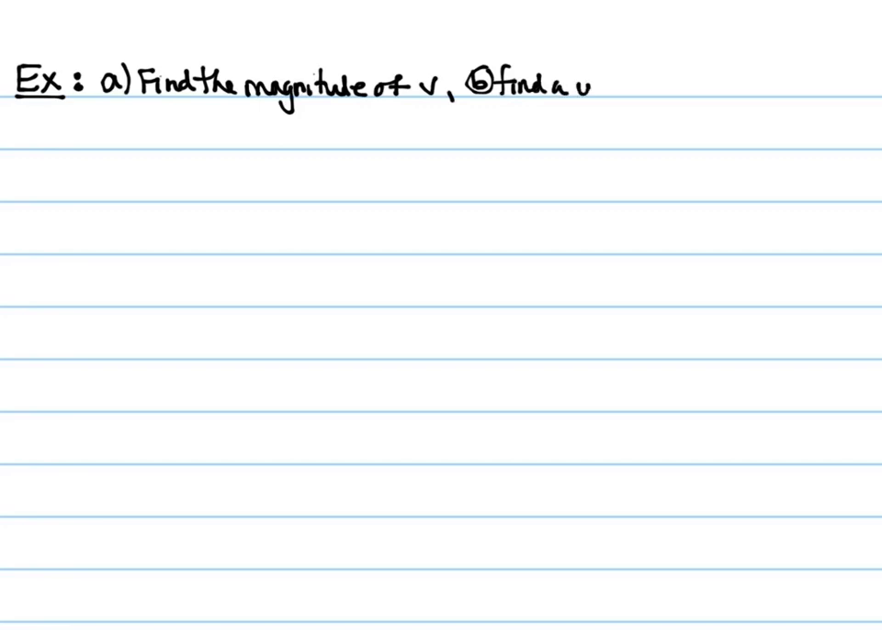So let's take an example where we're looking at magnitude and we're going to do something else with it. We're going to, A, find the magnitude of our vector V. And then B, we're going to find a unit vector in the direction of V. We haven't done that yet.